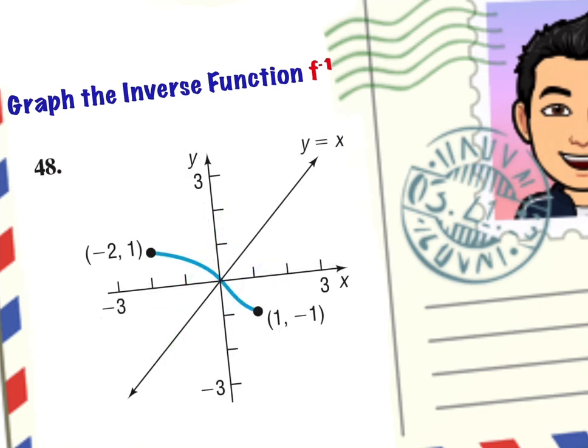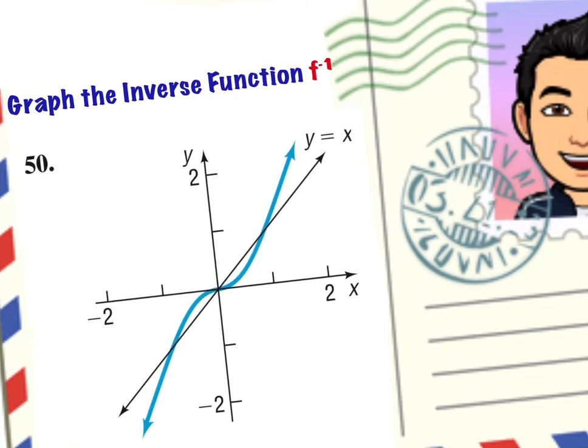For number 48, let's swap these two. And you're going to get positive 1, comma, negative 2. If you swap these 2 points, you're going to get negative 1, comma, positive 1. For this part, it looks like this. But for that part, it looks like that. And that's the graph of your inverse function.